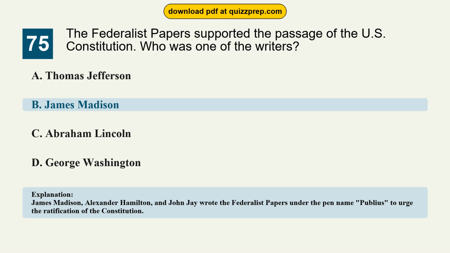James Madison, Alexander Hamilton, and John Jay wrote the Federalist Papers under the pen name Publius to urge the ratification of the Constitution. Master these at quizcprep.com.